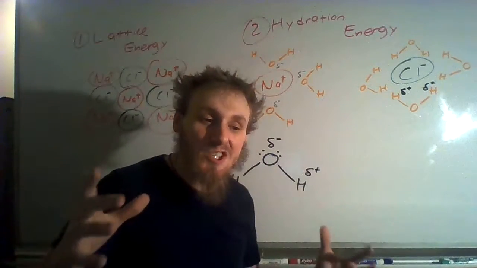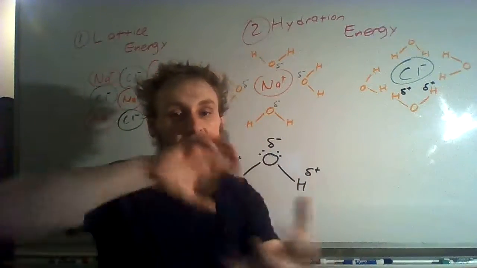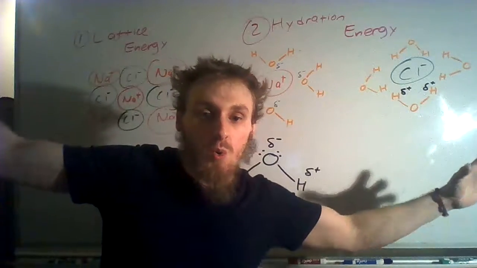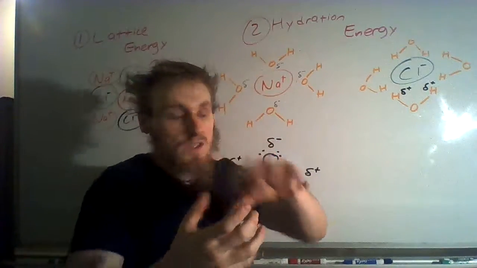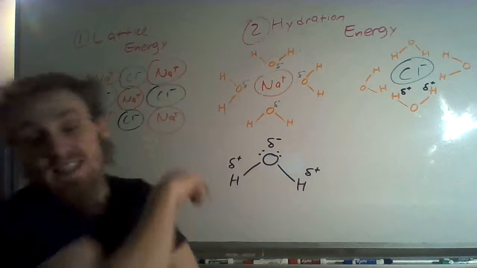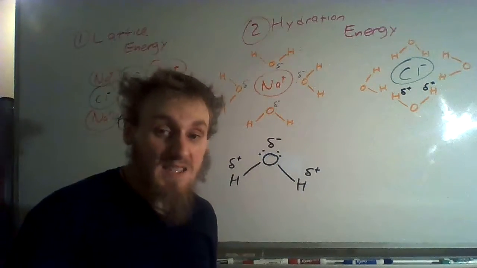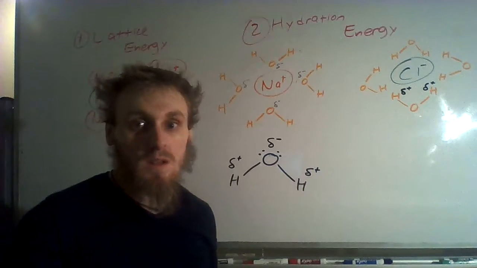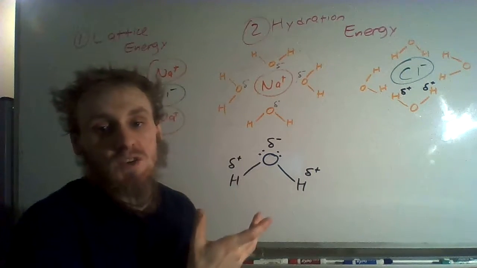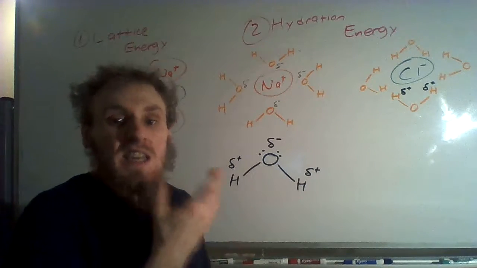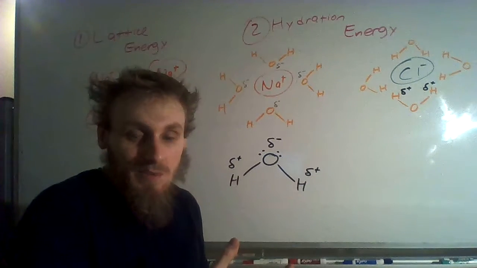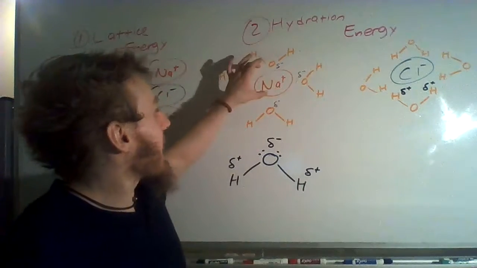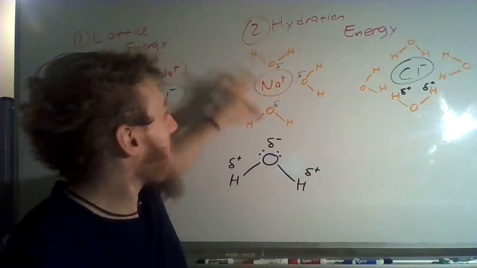Lattice energy is essentially the energy required to bring all of these ions together, right? You have all these ions that are far apart from one another. You're going to force them together into this lattice, and that takes energy. So lattice energy typically has a positive sign associated with it. Hydration energy typically has a negative sign associated with it, right? Because it's the energy that's released when an ion interacts with water.